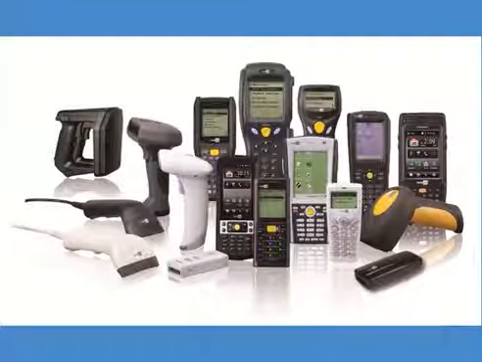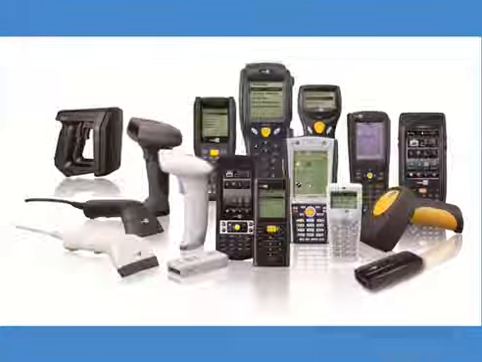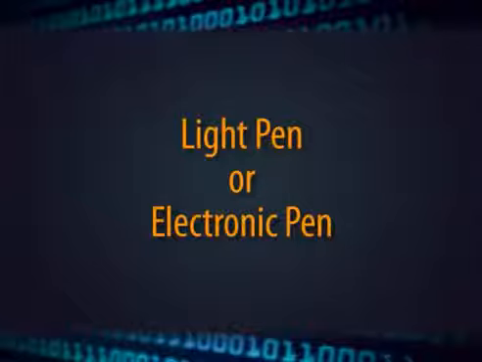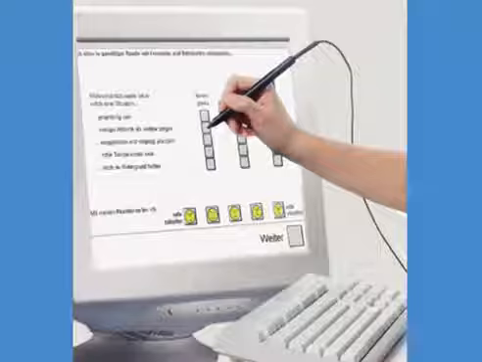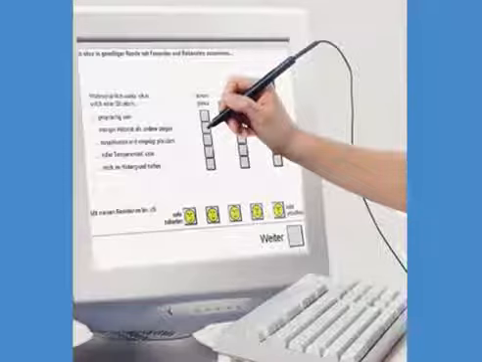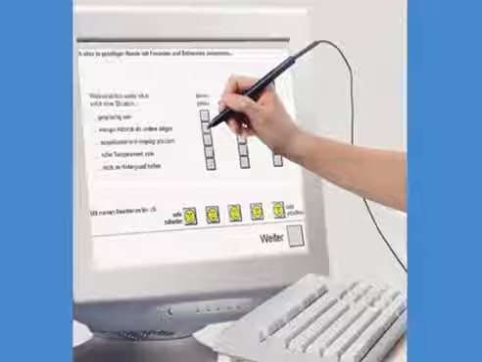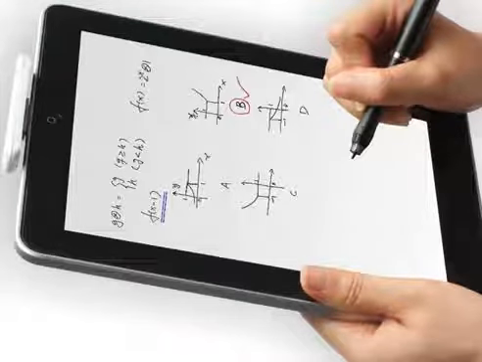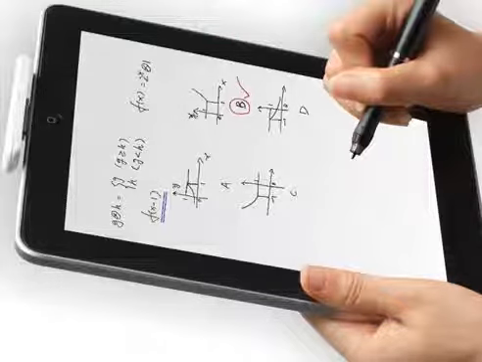So far, we have discussed various types of scanners and readers. The next important input device is the light pen or an electronic pen. An electronic pen is a pointing device that can be used instead of a mouse to select objects. These devices can also be used to draw or write electronically on the screen.